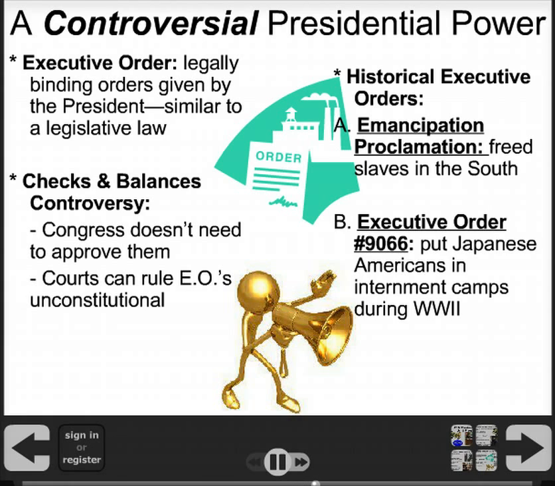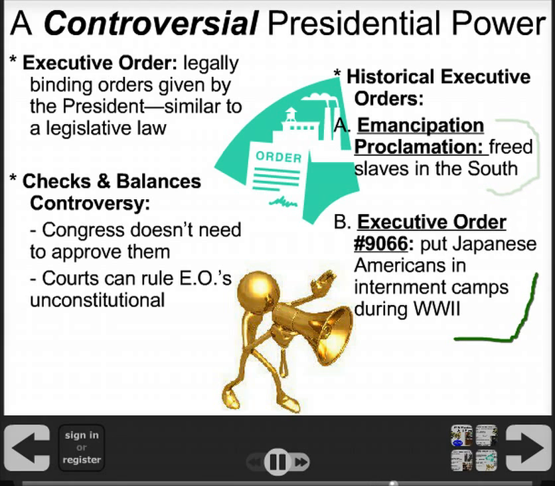For instance, during the Civil War, Abraham Lincoln freed all the slaves in the South, or in the Confederacy, using something called the Emancipation Proclamation, which is just a fancy name for an executive order. However, executive orders can also be negative.